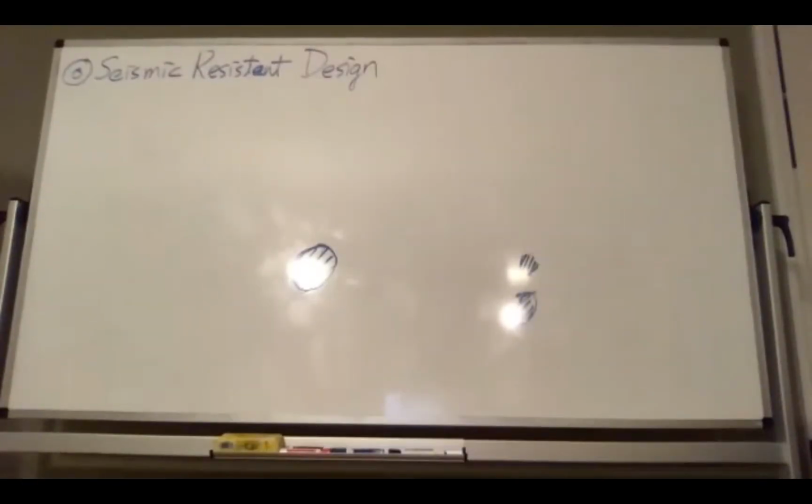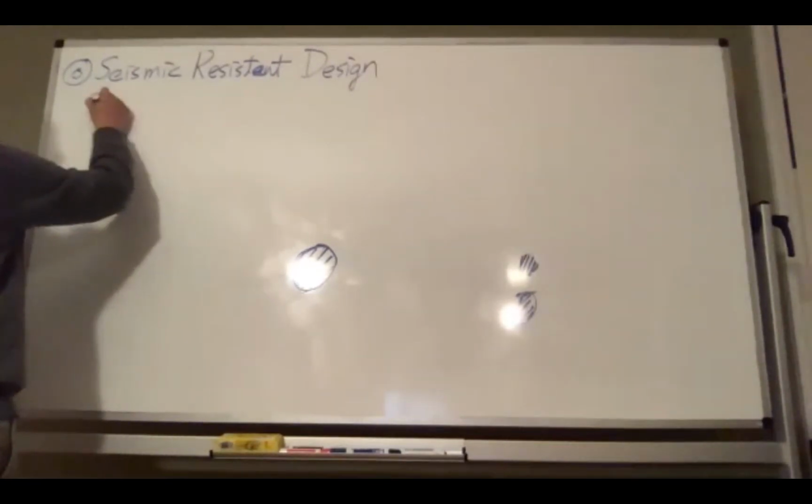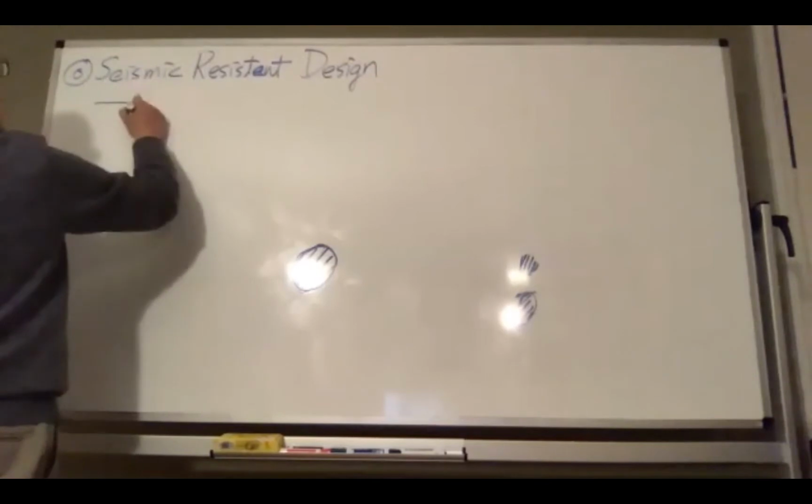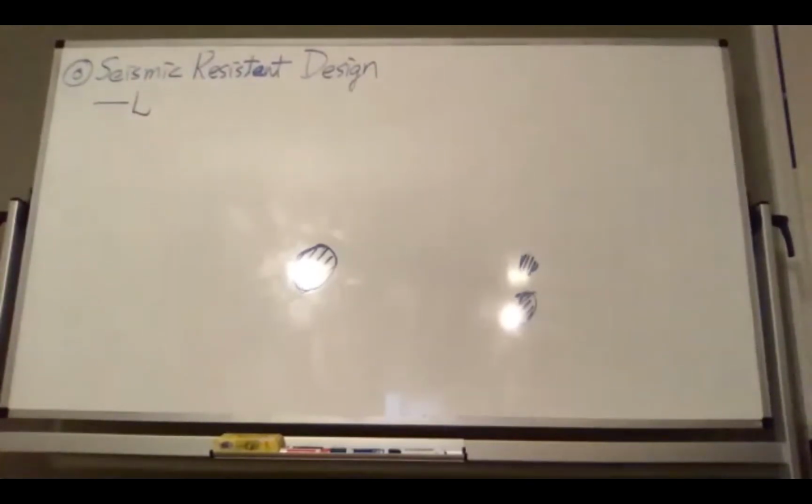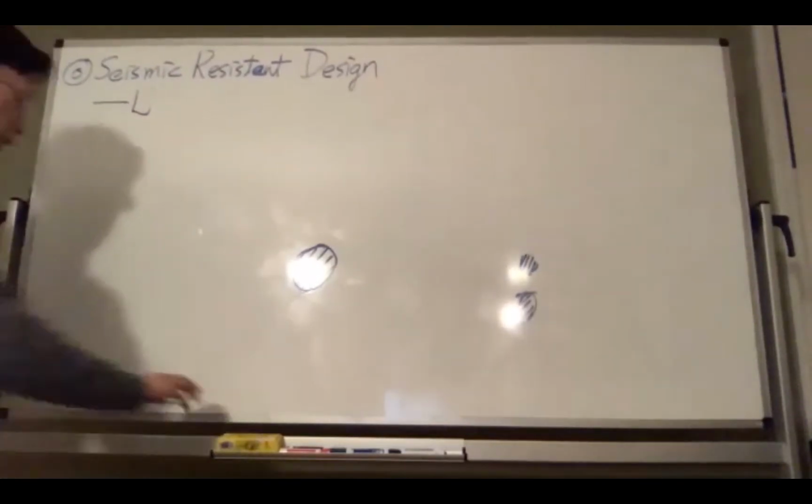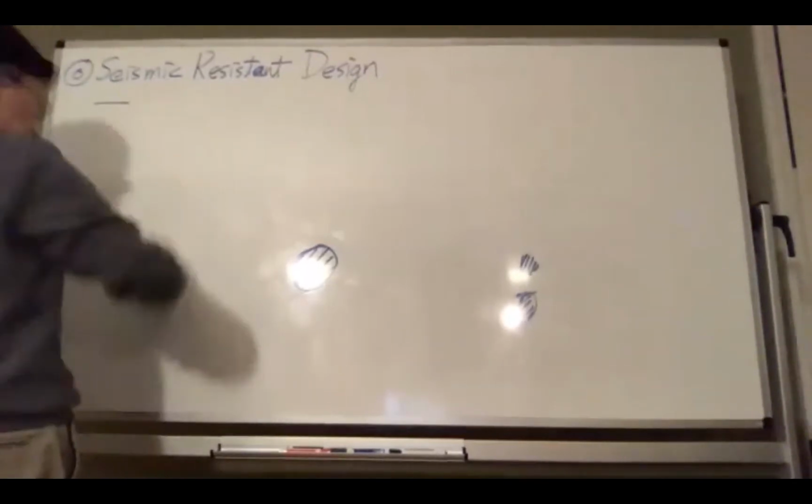Okay, and now we'll move to the second part of today's lecture, that is seismic resistant design. First of all, there are 2 design codes I'd like to talk about tonight. The first one is UBC. So what is UBC? UBC is what we call the Uniform Building Code.